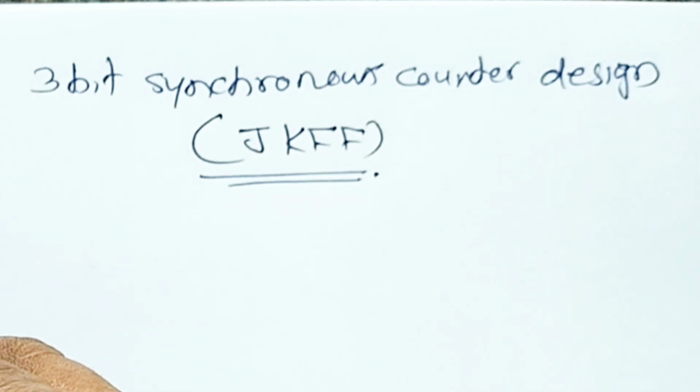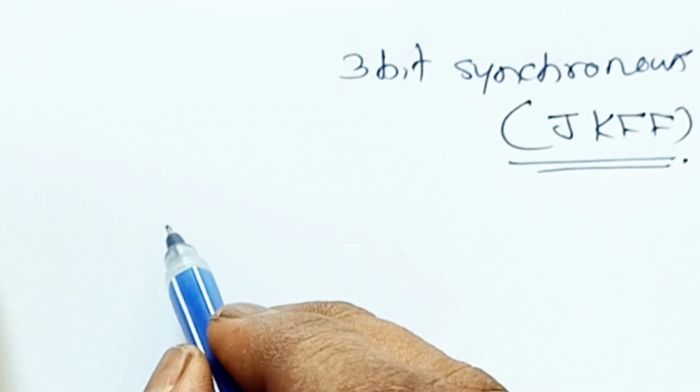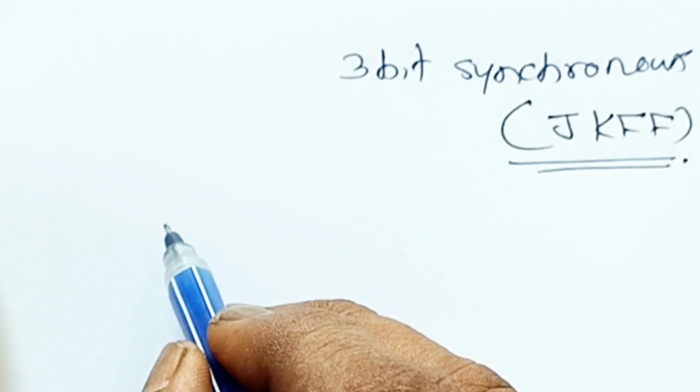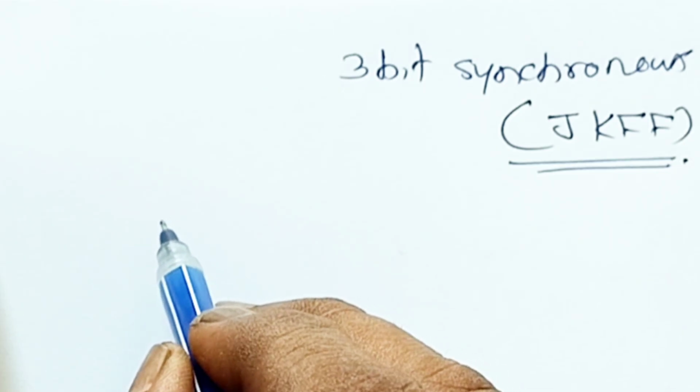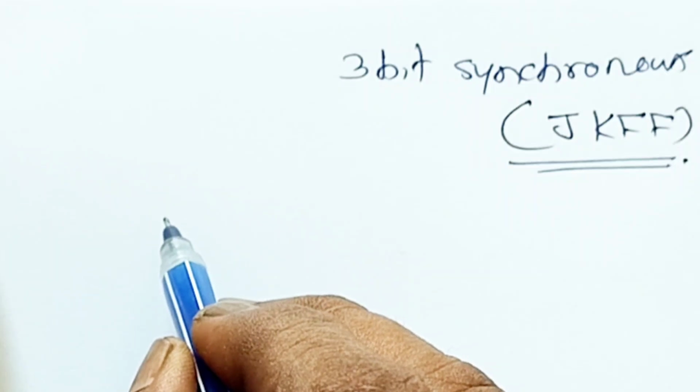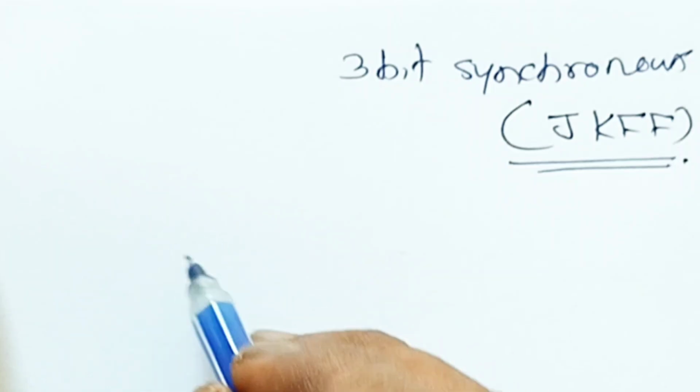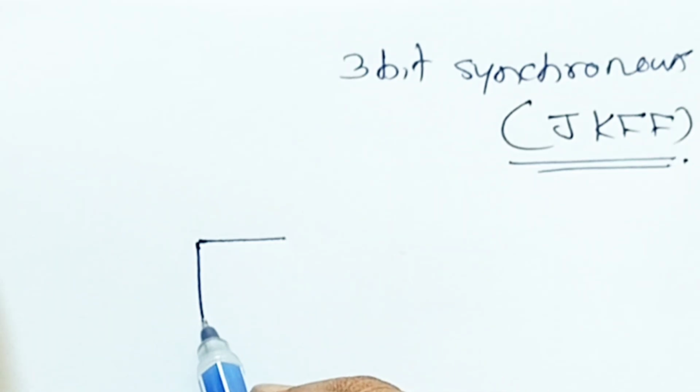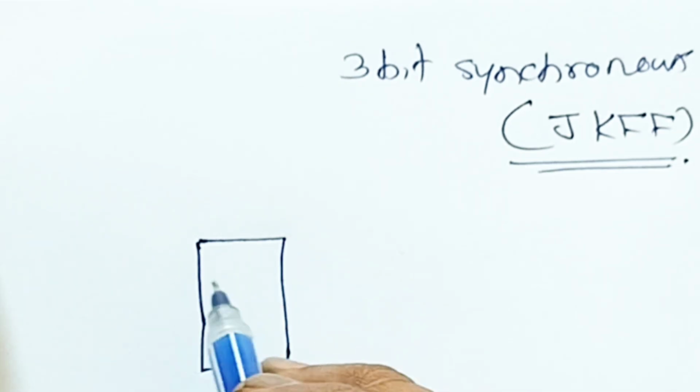And today we will discuss an interesting topic, that is, synchronous counter design using JK flip flop. So, let's start with the design of a 3-bit synchronous counter. A 3-bit synchronous counter requires 3 flip flops, and a flip flop is a basic memory unit which can store 1 bit at a time. And we need 3 such flip flops.